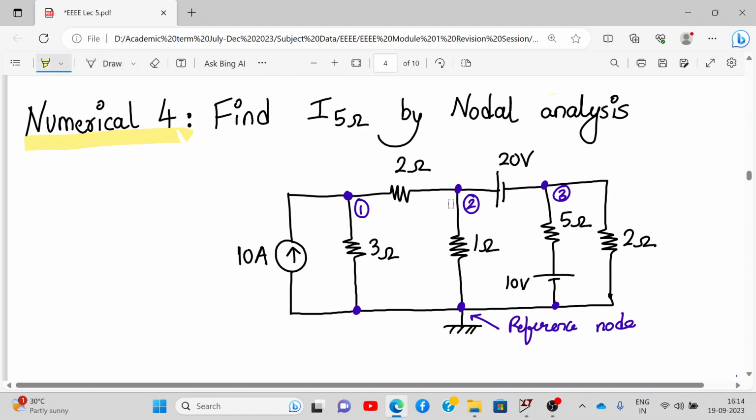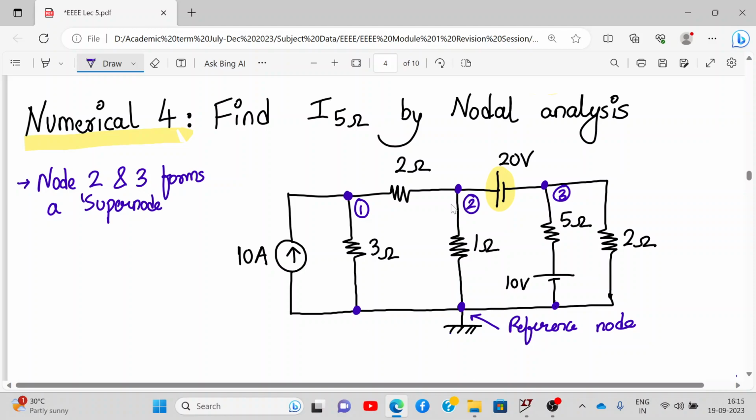Now wait a minute. Before going any forward, here we have a 20 volt voltage source connected between two nodes. So here it is a concept of a supernode. So we can start by writing over here that the first point is that node number 2 and 3 forms a supernode.